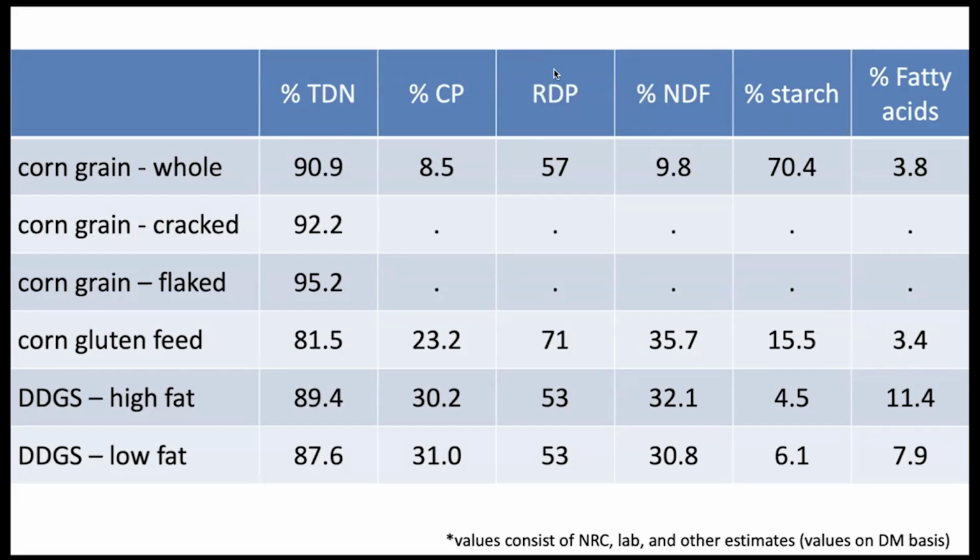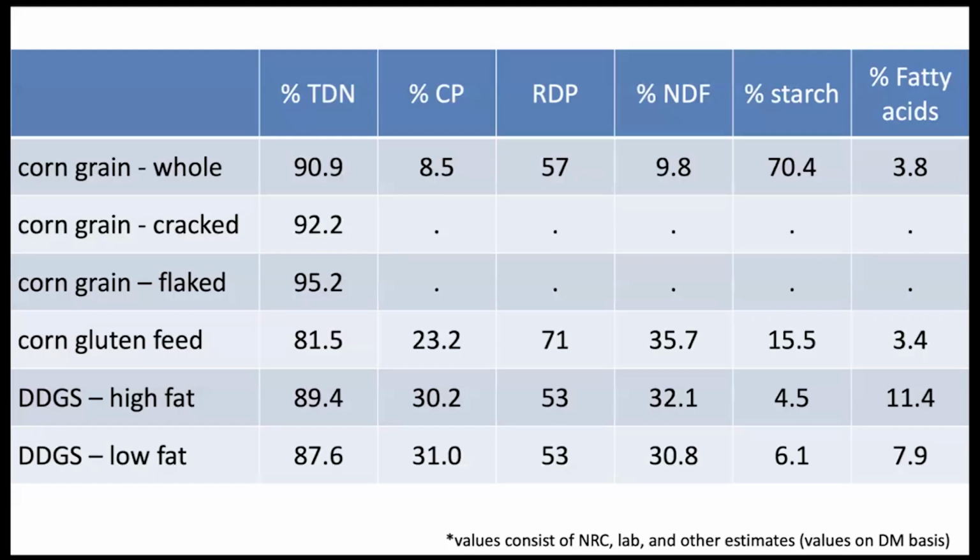And so I mentioned rumen undegradable protein on the other slide. Rumen degradable protein plus rumen undegradable protein has to equal 100. So if it's high in RDP, you know it's going to be lower in RUP. Not something to get hung up on, but as a nutritionist, that is something I pay attention to. Percent NDF, percent starch, and then percent fatty acids.